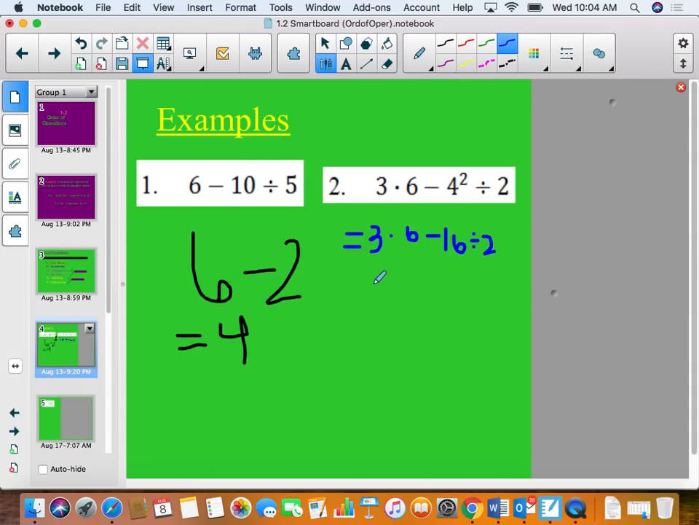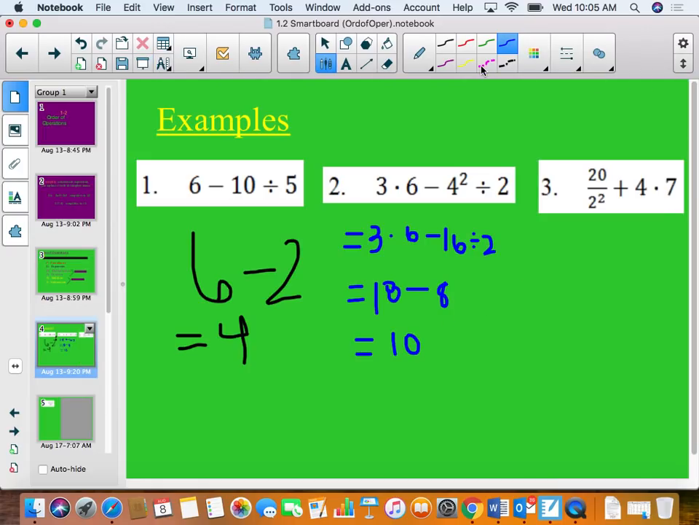And then we need to continue working down our list. So next we have multiplication and division, and it says we should work from left to right. So as I look at this, I do see that I have some multiplication right away in 3 times 6, which gives me 18. And then minus, and then I come to another set of division. 16 divided by 2 would give me 8. So the only thing that I have remaining then is this subtraction problem, and 18 minus 8 would give me 10. So the answer to this question is 10.